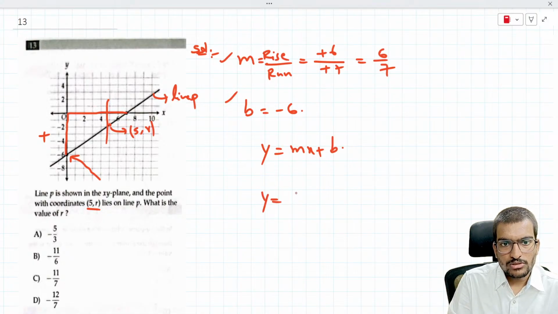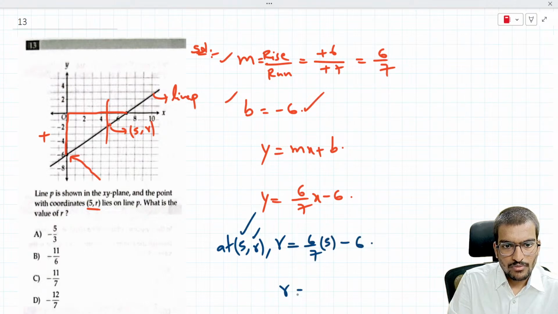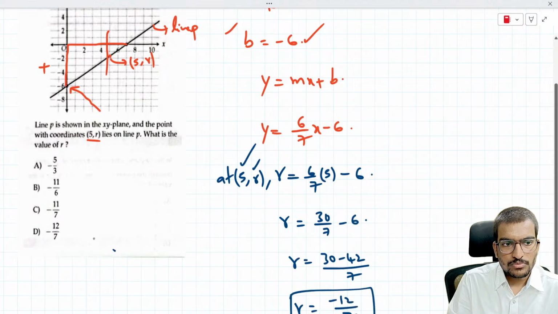So y equals 6 by 7x plus, not plus, y-intercept is negative 6, so directly negative 6. Pi comma r is the given point. So we know y is r, the y coordinate, 6 by 7, and x is pi. I just substitute pi in place of x and get the value of r. 30 by 7 minus 6, so r equals 30 minus 6 sevens, 42 by 7. So here r equals negative 12 by 7, which is option D.